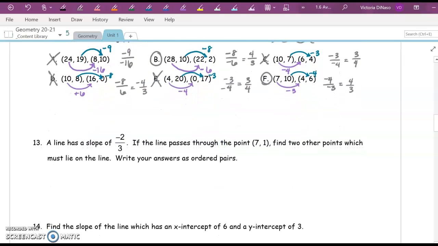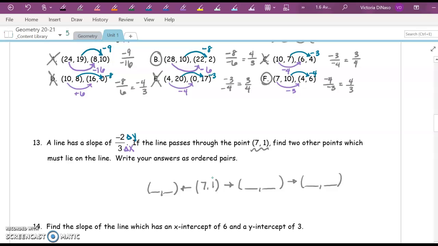In number 13, a line has a slope of negative 2 over 3. The line is passing through this point. We're going to find 2 other points that must lie on the line and write our answers in ordered pair. So we're going to start off with this 7, 1. And as we move to the right, we're going to figure out an ordered pair that would lie on the line. Since it lies on the line, it's going to have the same slope as negative 2 over 3. And then we're also going to go in the opposite direction. So negative 2 over 3, this is the change in y divided by the change in x.